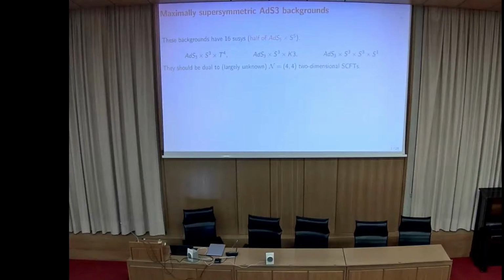And all of these backgrounds, with all this freedom and parameters, have 16 real Killing spinors. So 16 real supersymmetries, half of AdS5. And all of them should be dual to N=4 conformal field theories in D=2. And broadly speaking, it's unknown what the dual theories are.